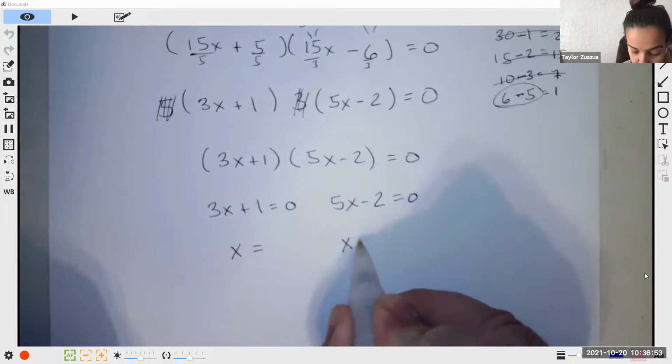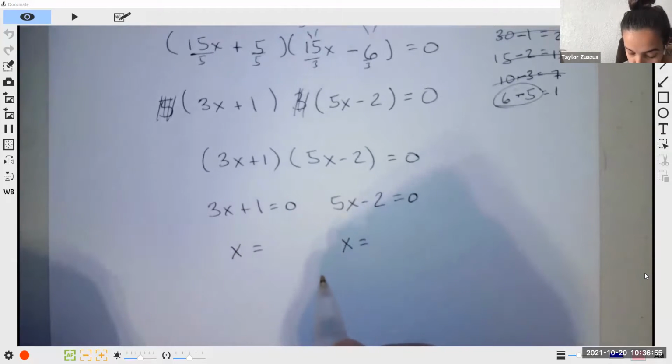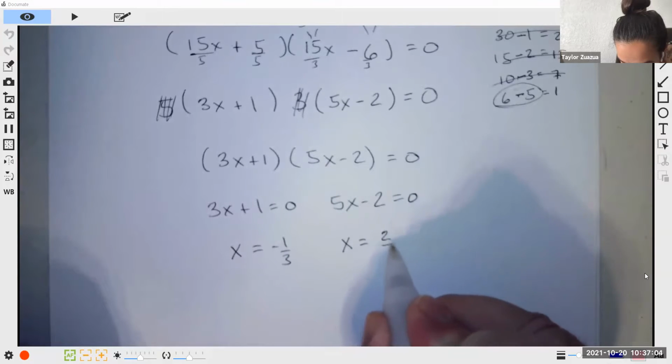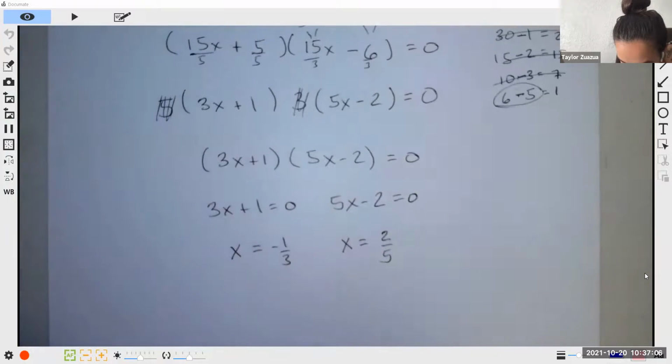3x plus 1 equals 0. 5x minus 2 equals 0. Then you want to... so negative 1 over here, and then it's over 3. And then it's 2 over 5. That's it.